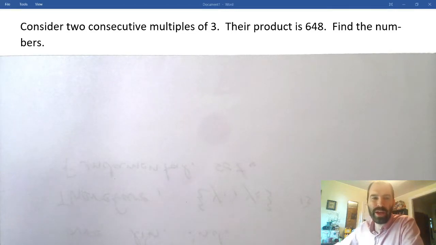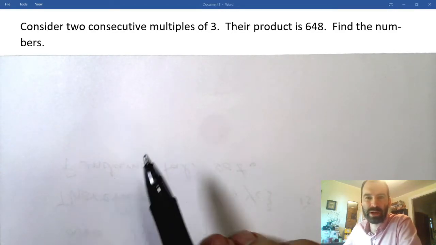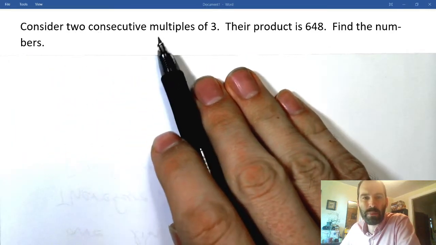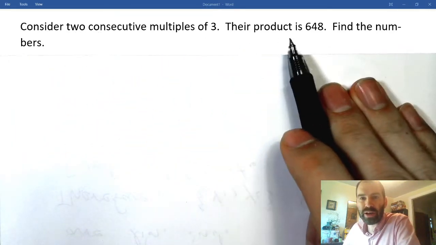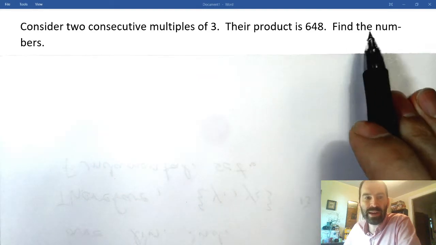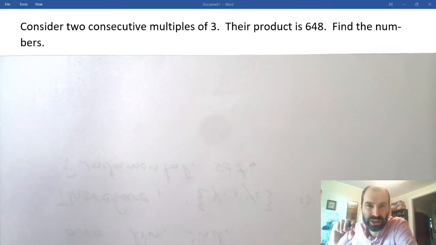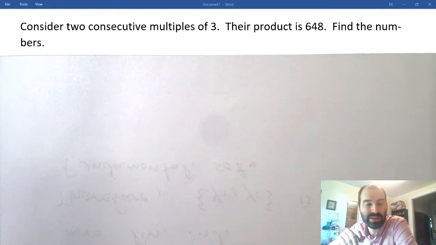All right, here we have a problem about consecutive numbers. Here we're considering two consecutive multiples of 3. Their product is 648. Find the numbers. So what we're going to do here is try to set up an equation which we can solve and then find the answer or answers to this problem.